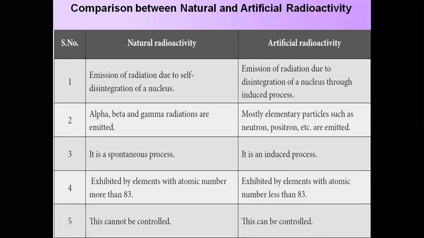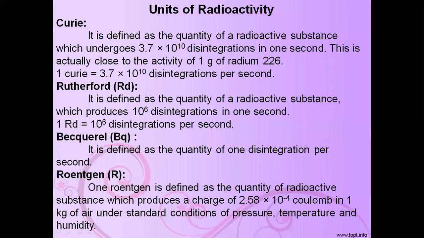Okay, so these are the differences between natural and artificial radioactivity. The next topic is units of radioactivity. First, the Curie is defined as the quantity of a radioactive substance which undergoes 3.7 into 10 power 10 disintegrations in 1 second. This is actually close to the activity of 1 gram of radium-226. So 1 Curie equals 3.7 into 10 power 10 disintegrations per second.